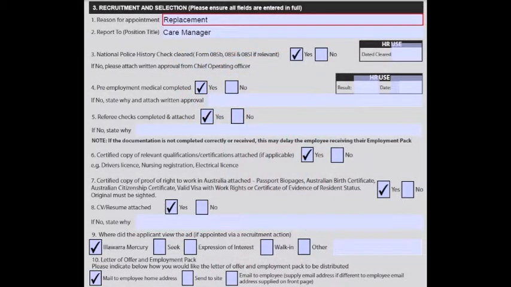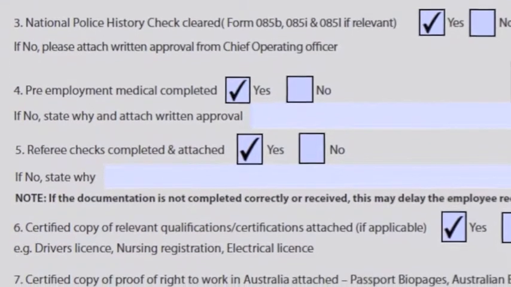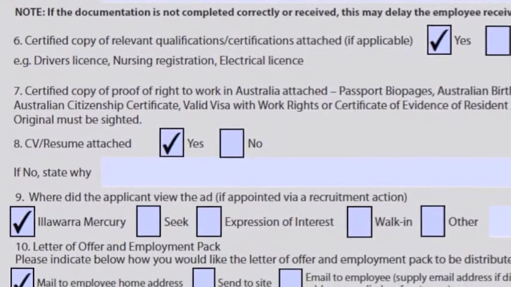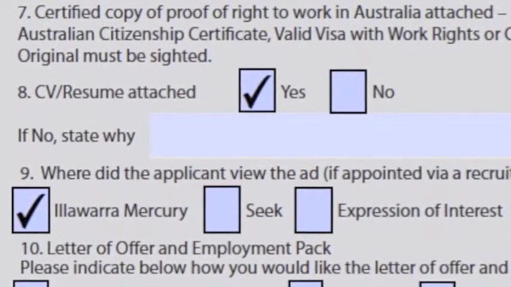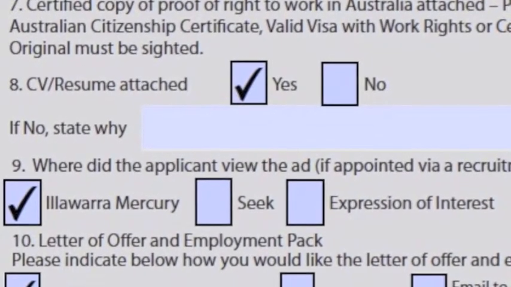The 10 steps that are found in Section 3 of this document must all be satisfied before a new employee can commence working duties. It is important when filling this form out that all fields are ticked off by the hiring manager. Please leave the two fields marked HR Use blank. If any of the 10 steps have not been completed, then it is important to indicate why in the space provided.